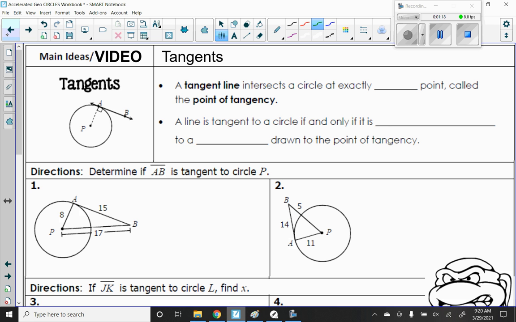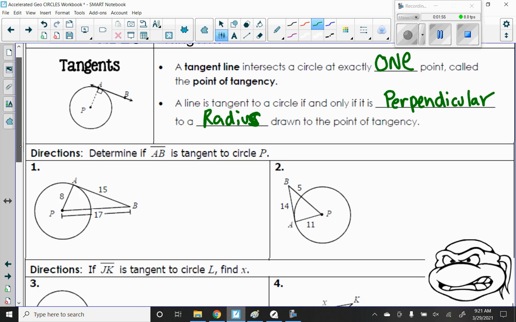A tangent line intersects a circle at exactly one point. Call it the point of tangency. A line is tangent to a circle if and only if it's perpendicular. That's the 90-degree portion, perpendicular to a radius. So in order for it to be tangent, radius, I don't know why I put an E there. It has to be a right triangle or right angle.